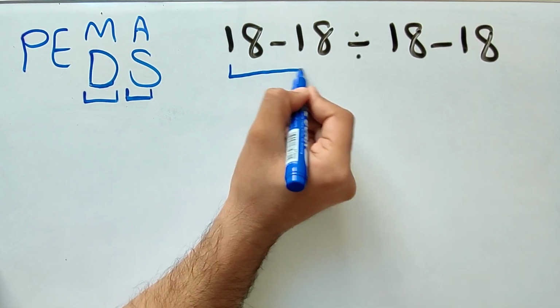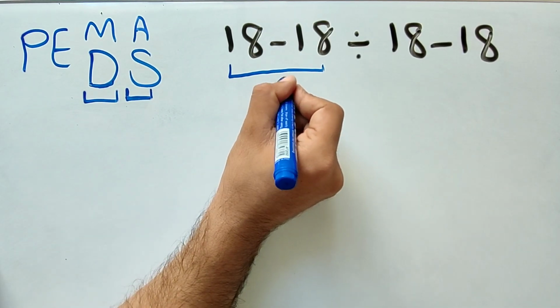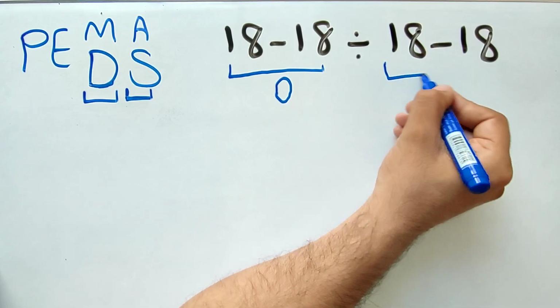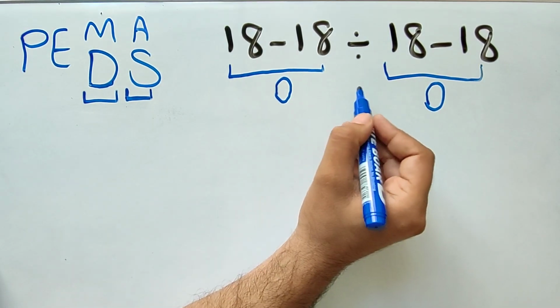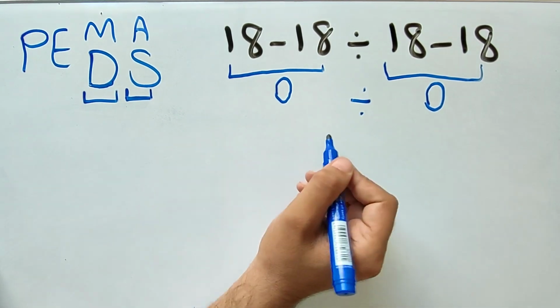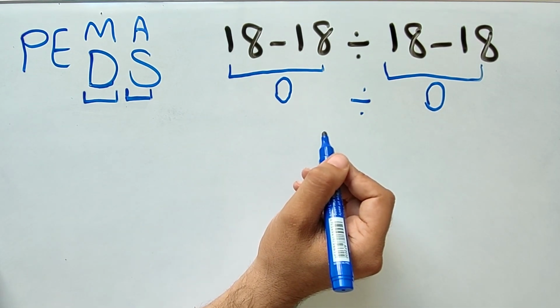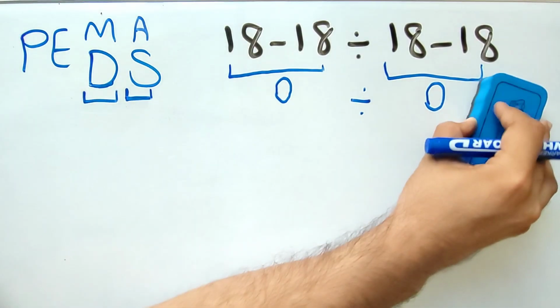Now first, 18 minus 18 is equal to 0, and 18 minus 18 is equal to 0. Now 0 divided by 0 is equal to undefined, but this answer is not correct.